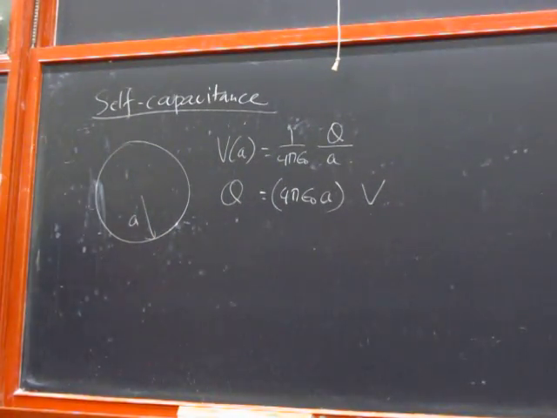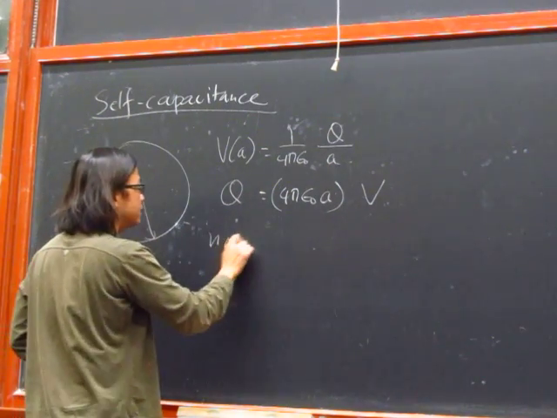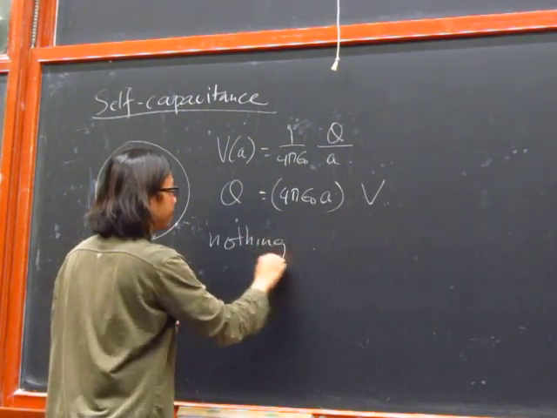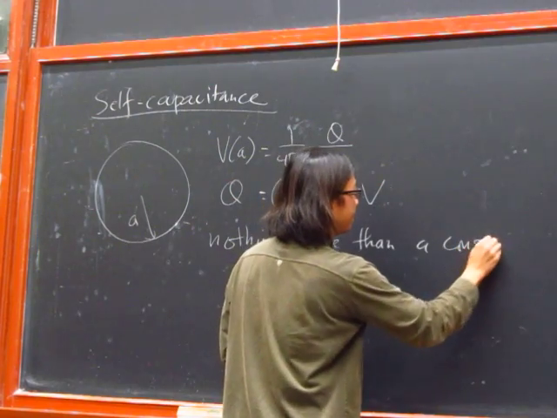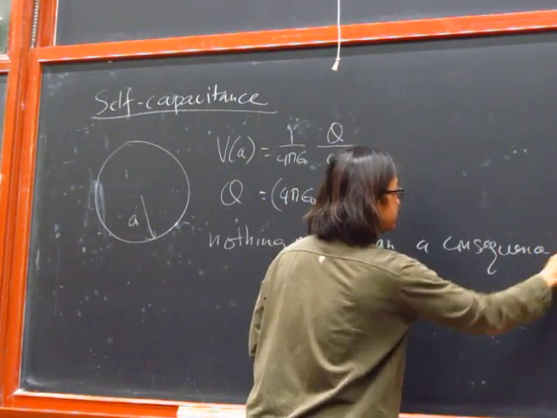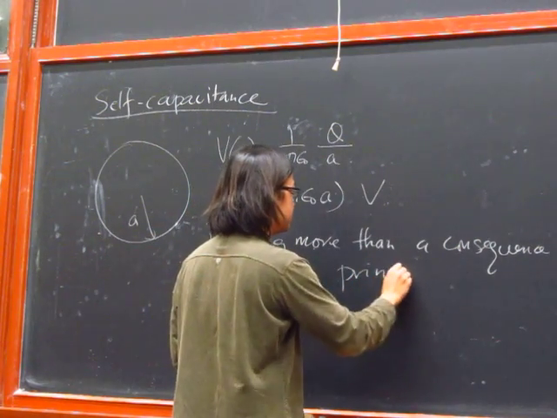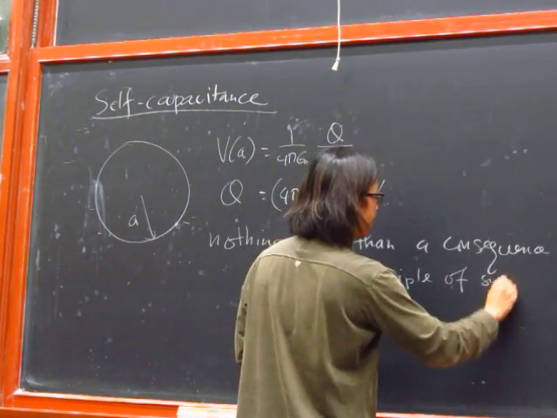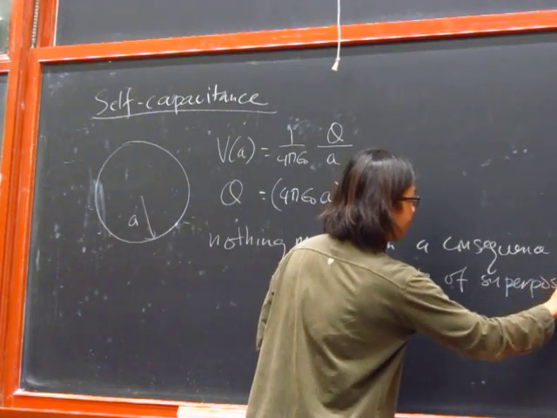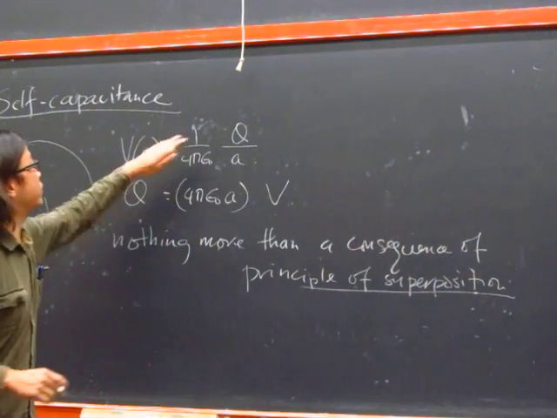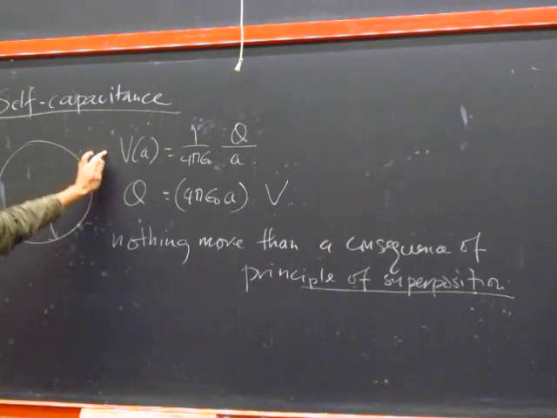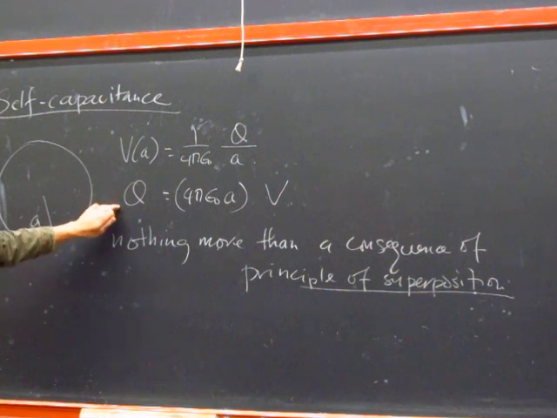Okay, and the concept of capacitance is nothing more than a consequence of superposition. We see this all the time: the fact that Coulomb's law satisfies the principle of superposition, right? Every time you double the charge, you double the potential. Or the other way around, you double the potential, you double the charge.